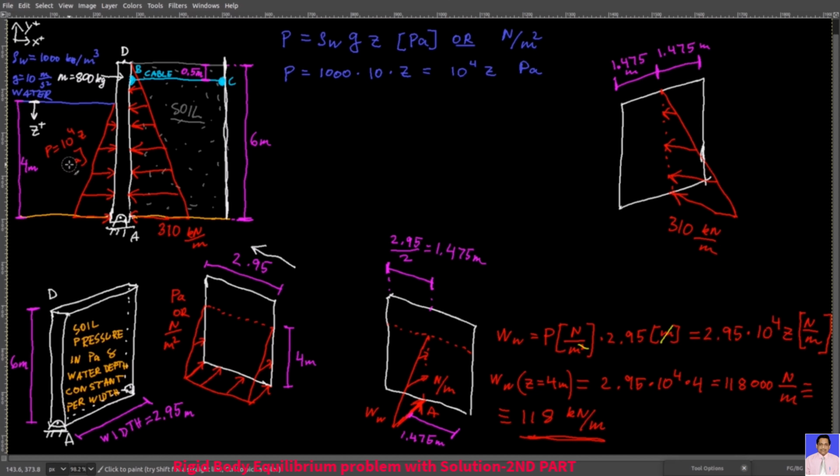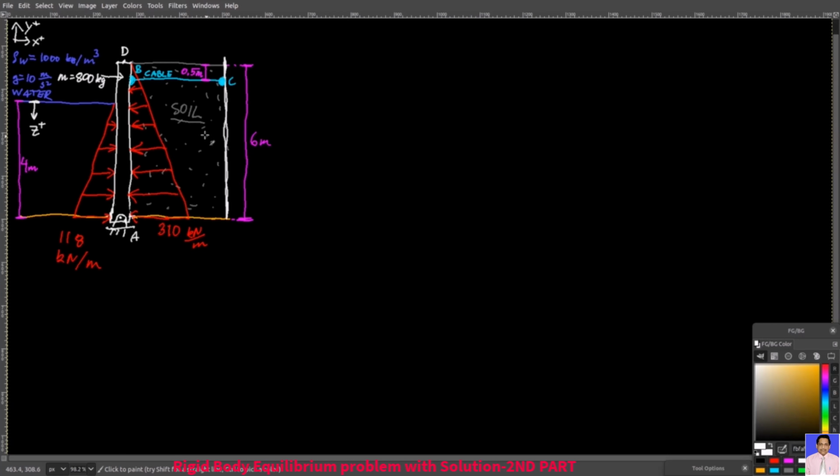So now in this image, instead of representing the pressure for water in pascals, I'm going to represent it per unit length. And so here at A, I will have 118 kilonewtons over meter. Now that we have our pressures per unit length on both sides of the wall, we just need to go from kilonewtons over meter to the equivalent point force representation. You already know how to do it from Statics 1.